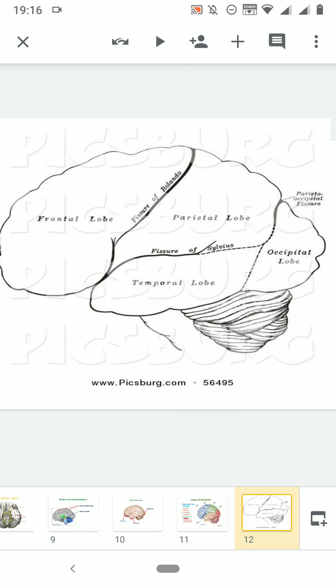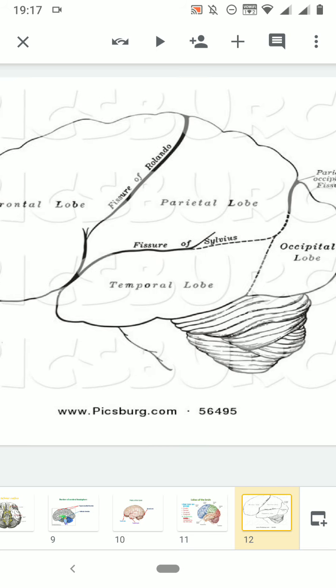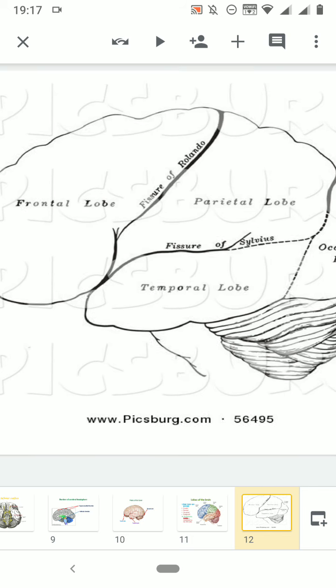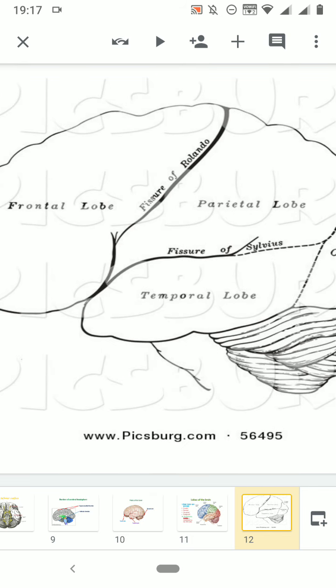Clearly, main 4 lobes. Okay, so you have a fissure over here which is called the fissure of Rolando. You can see that it is coming down vertically from the superior medial border, and more or less it is coming very close to the fissure of Sylvius or the Sylvian fissure. It is also called the lateral sulcus. The fissure of Rolando is also called the central sulcus, and the part of the cerebrum which is in front of the fissure of Rolando or the central sulcus is the frontal lobe.